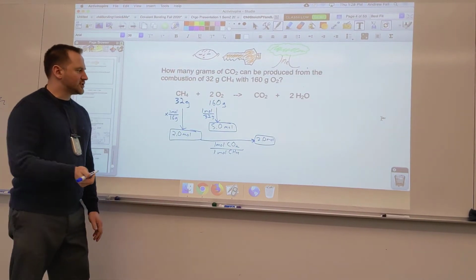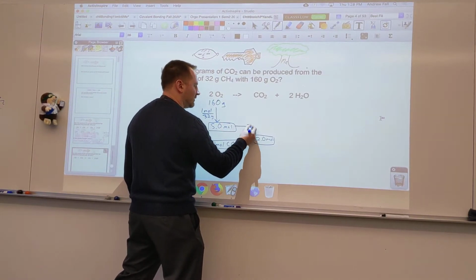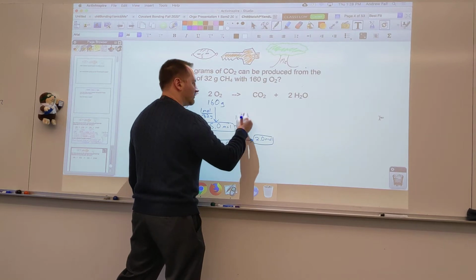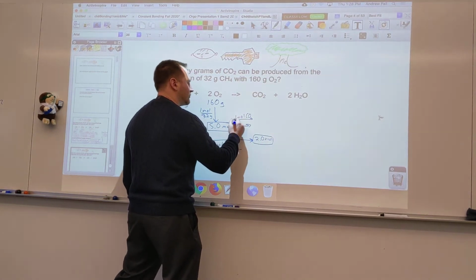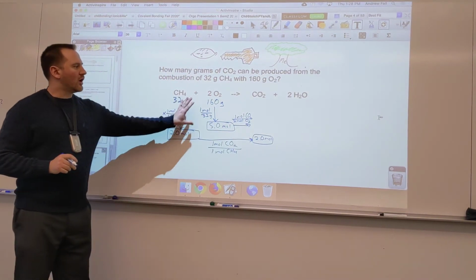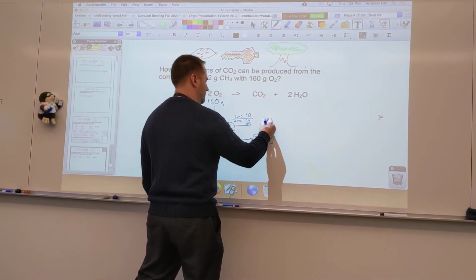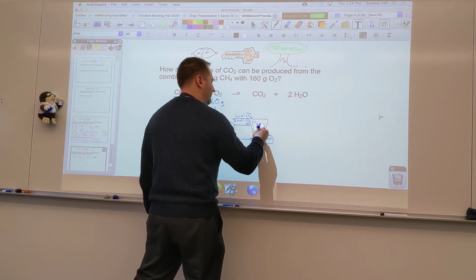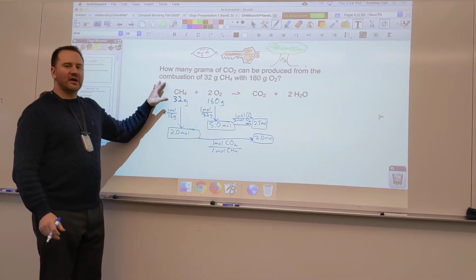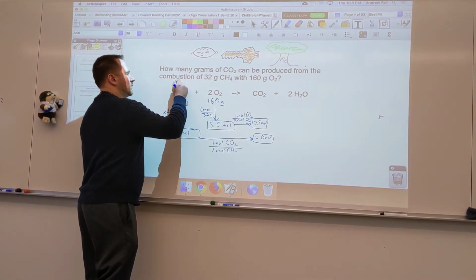Now, from our oxygen, where we have 5 moles of it, that reacts in a 1:2 ratio, meaning we get 1 mole of CO2 for every 2 moles of oxygen that we have. So from the oxygen, we would be able to make 2.5 moles of carbon dioxide. So we're going to have to use methane as our limiting reactant.